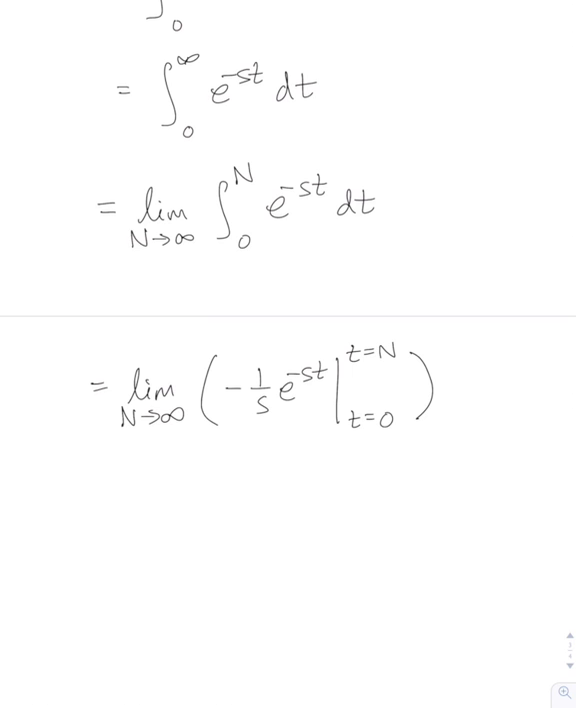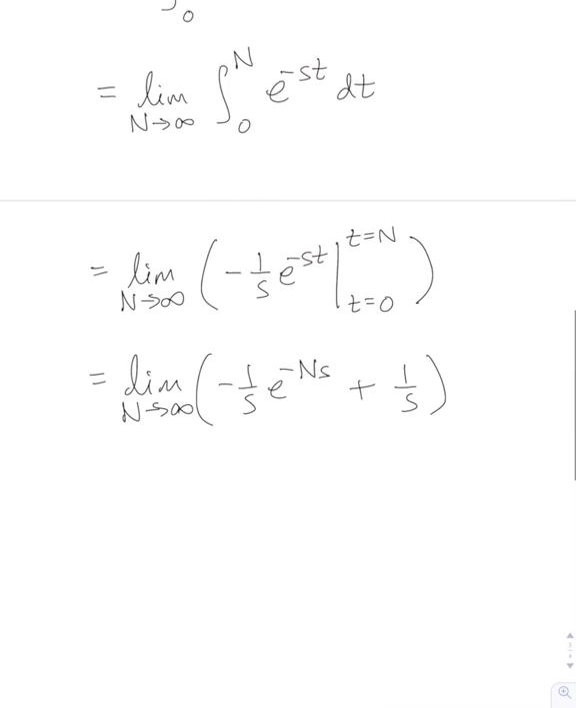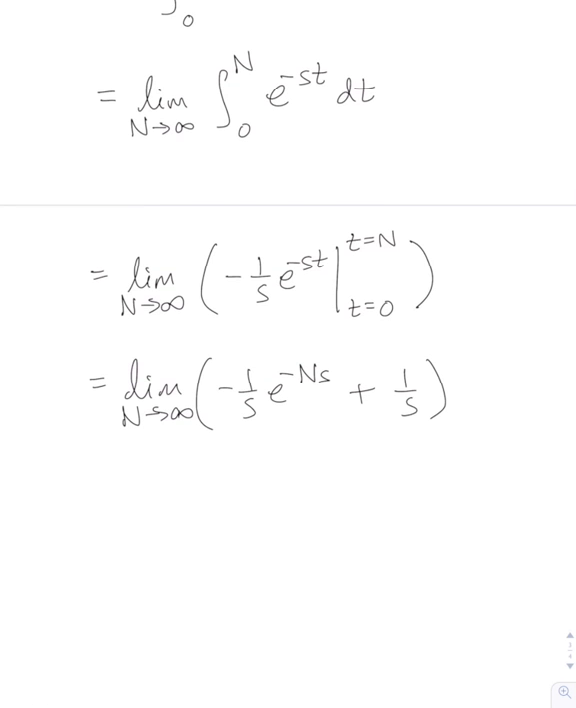Okay, let's see, then continuing here, we have the limit as n goes to infinity of, now we plug in n, negative 1 over s, e to the negative ns, plus 1 over s. All right, now we have to evaluate this limit. So what's going to happen here as n goes to infinity? Well, it's going to depend on the value of s. So if s is positive, the first term there goes to 0.